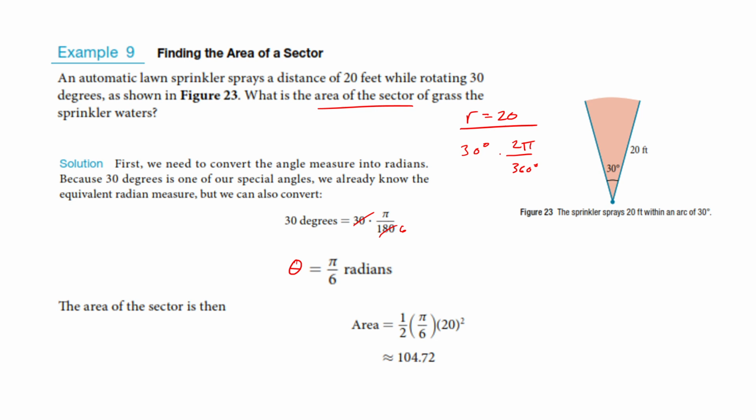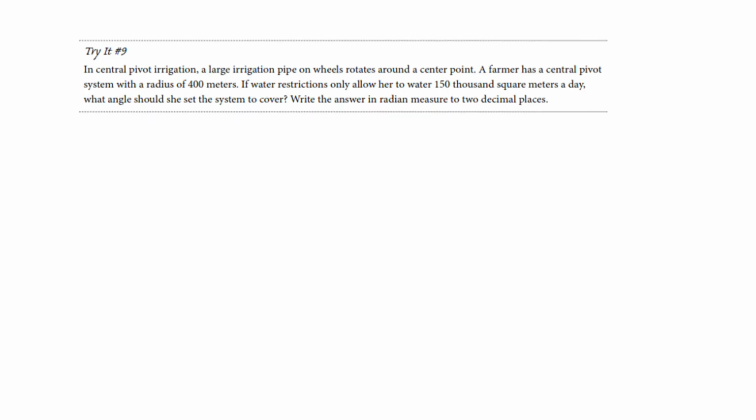And again, notice, we don't have units on the radians, but we have a unit on the radius. It's 20 feet. So when we calculate this, we're going to get feet squared for our area.